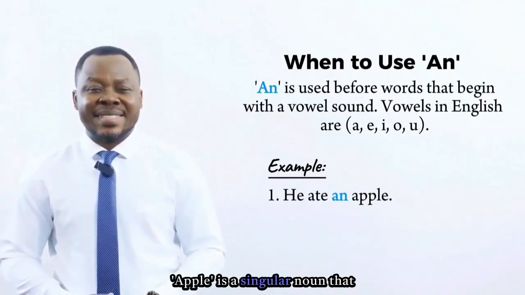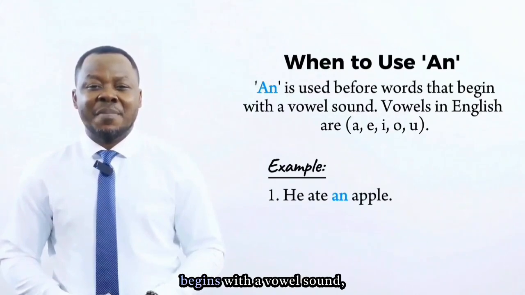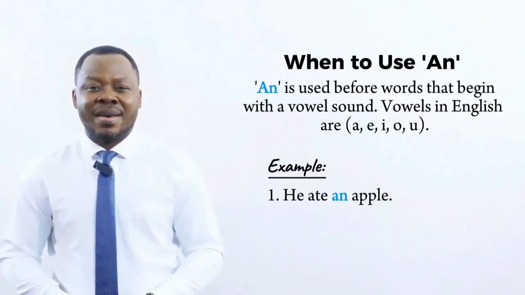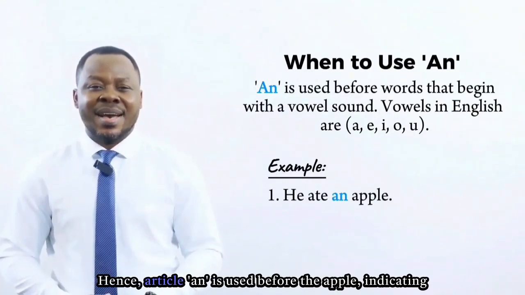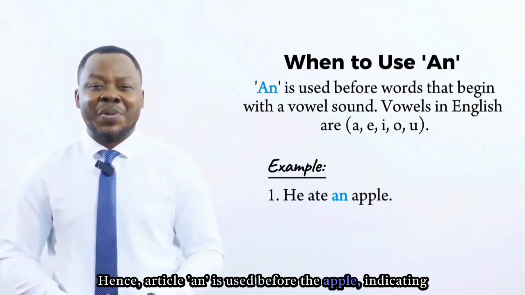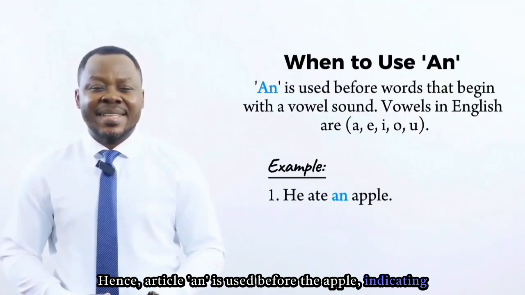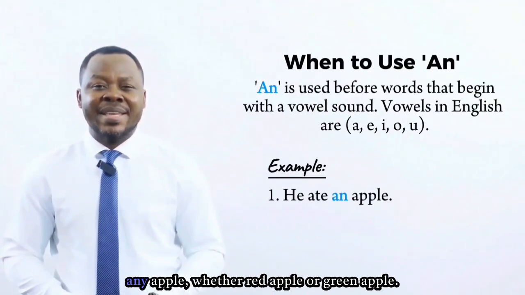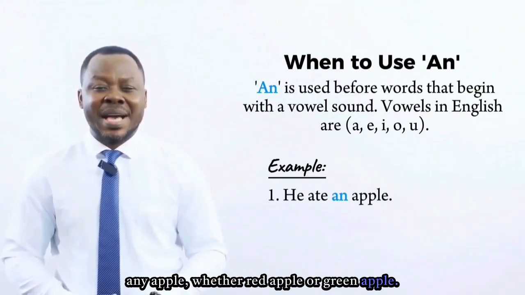Apple is a singular noun that begins with a vowel sound, a. Hence, article an is used before the apple, indicating that the apple is not specific and could be any apple, whether red apple or green apple.